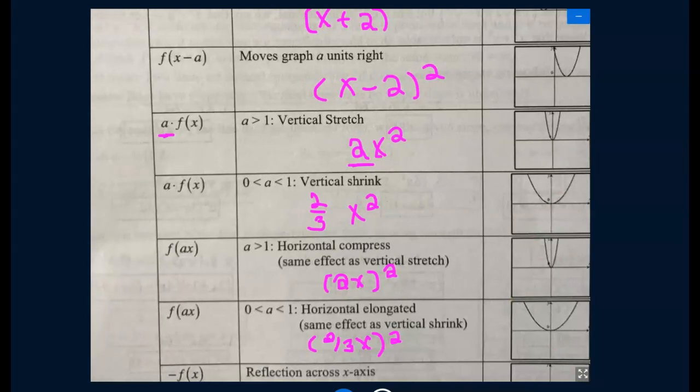And apparently I didn't take a picture of the bottom. But if it's reflected across x, the negative is outside. If it's reflected across y, the negative is inside.